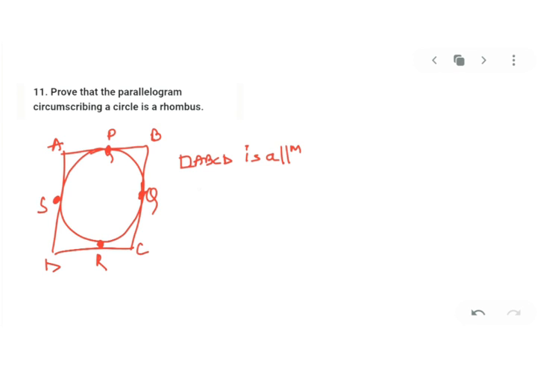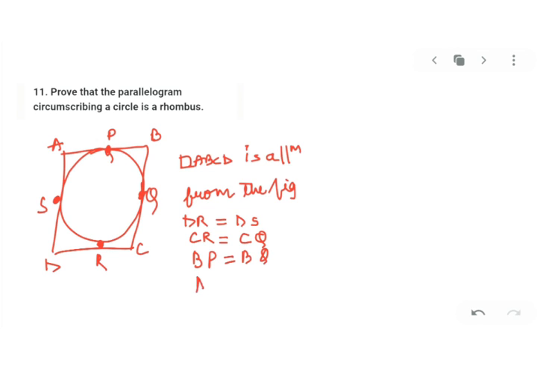Okay, and we also know that from external points the tangents that come, those will be equal. So can I write from the figure? From the figure we can make it out that DR is equal to DS, tangents from external point. CR is equal to CQ, tangents from external point. BP is equal to BQ and AP is equal to AS.